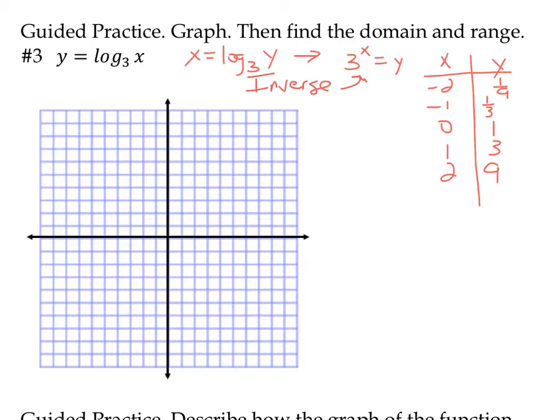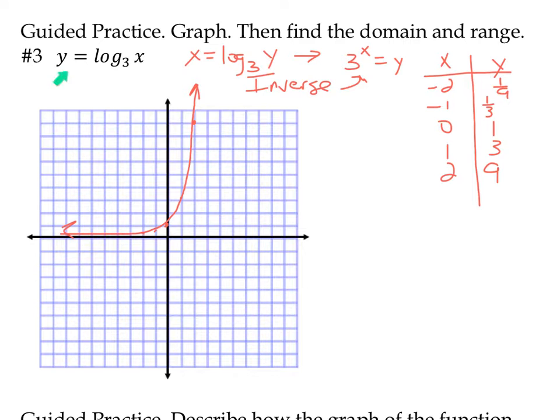Let's look at what this graph would be like first if we graph this. It would go through 0, 1 right here, let's say. 1, 3, 2, 9. We have those negative values, -1, 1/3 right down there, and then close to 0. So we'd have a graph, right? We've seen this before with our exponentials. That's what our graph would look like.